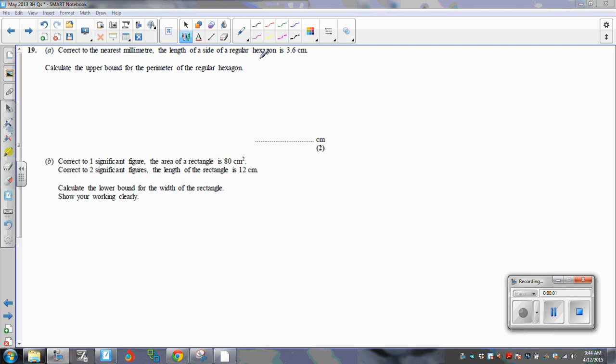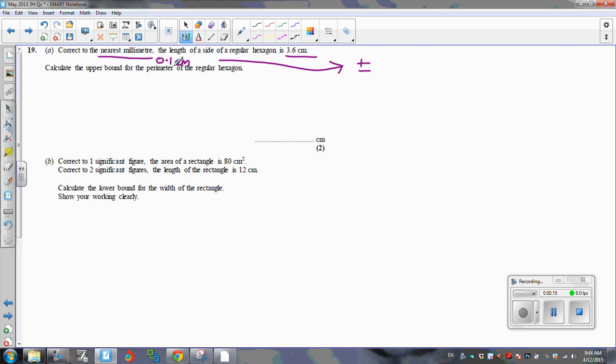We have a regular hexagon, and we're told that each side is 3.6 centimeters long, but that is only to the nearest millimeter. Now, a millimeter is a tenth of a centimeter, so this time it's correct to the nearest 0.1 centimeters, which means in order to find the upper and lower bounds, we add and subtract half of 0.1, which is 0.05 centimeters.